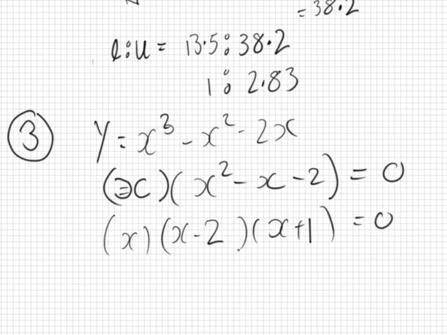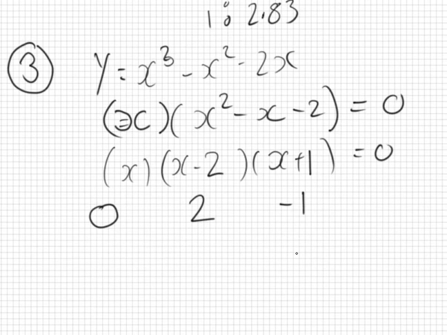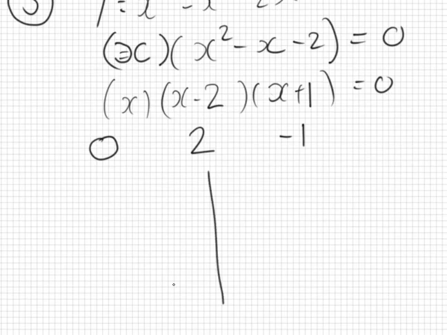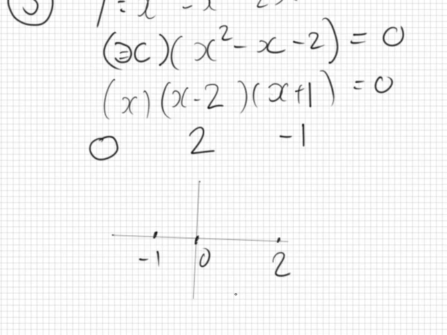So you get 3 roots. The roots are 0, 2, and minus 1. Or if you want to put them in order: minus 1, 0, and 2. So they're the 3 roots. The first question is where does it cross the x-axis? That's the answer there. Those are the 3 places it crosses the x-axis.